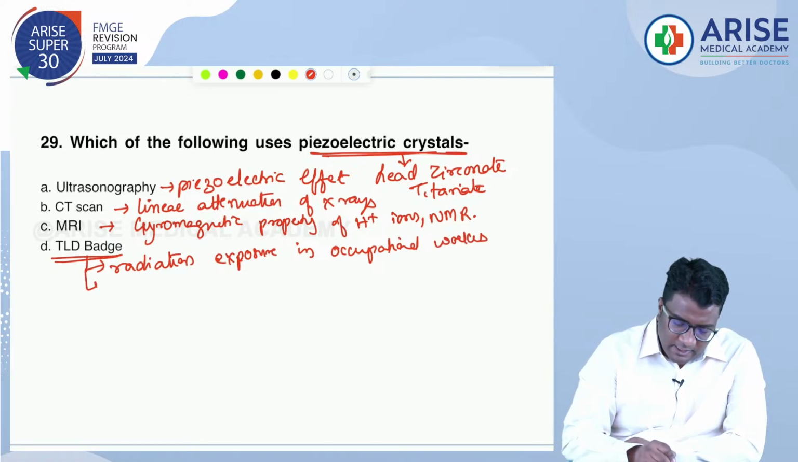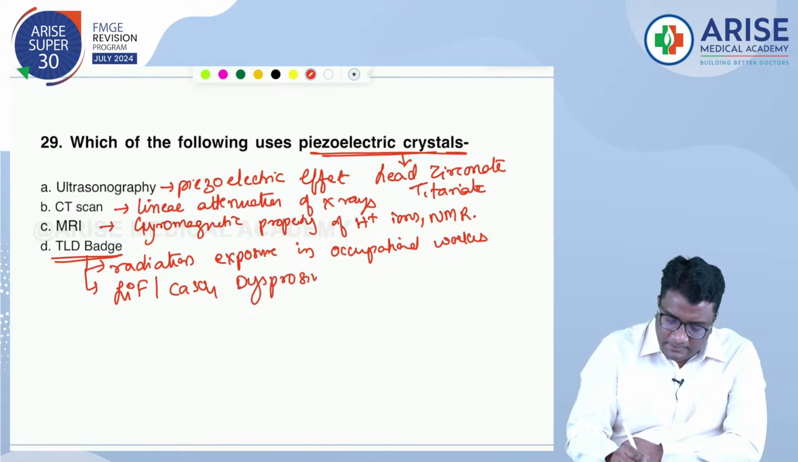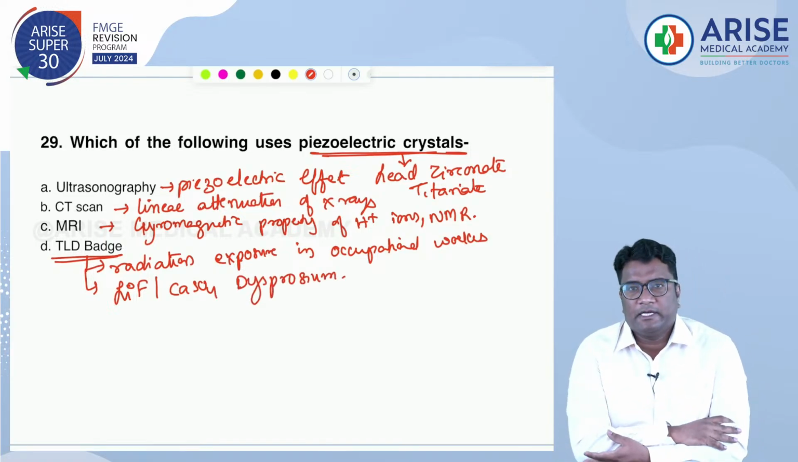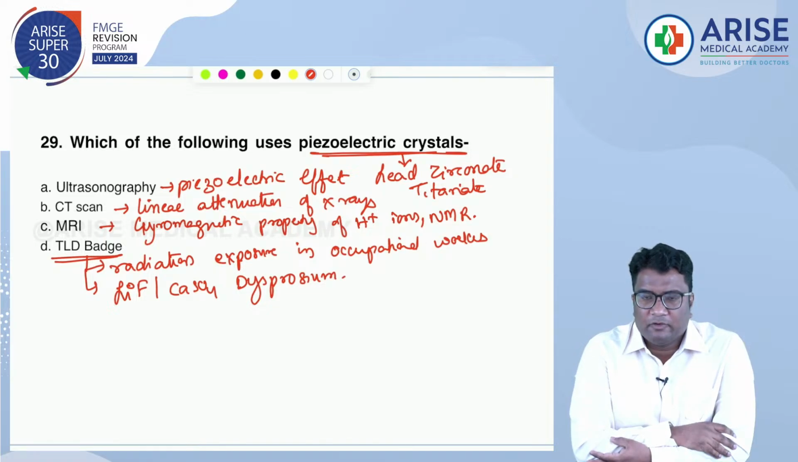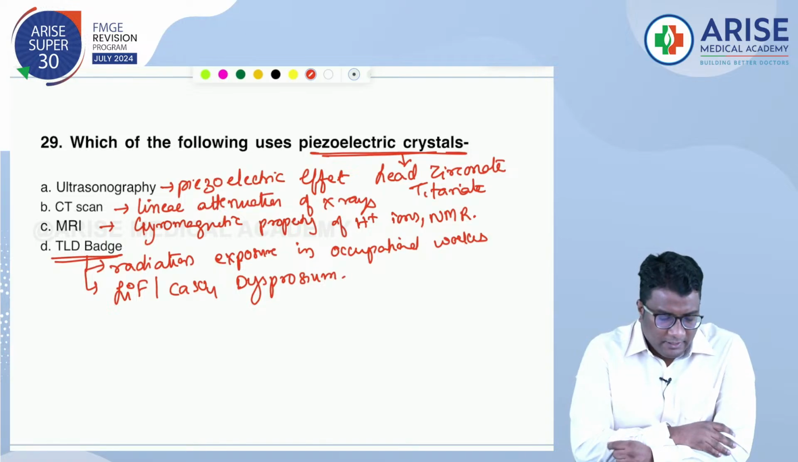And what is this TLD batch made up of? It is made up of lithium fluoride or calcium sulfate dysprosium. Okay, so the TLD batch is made up of lithium fluoride or calcium sulfate dysprosium. It is used to measure the radiation exposure in your occupational workers, right?